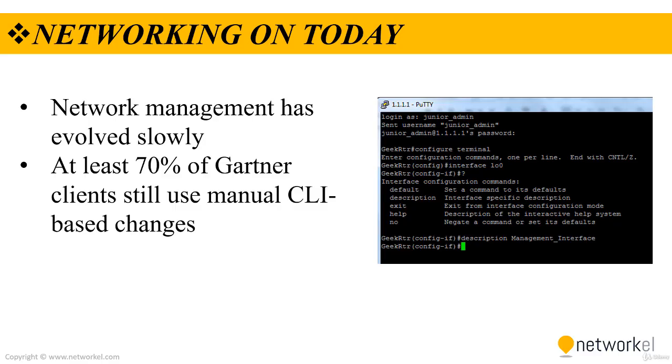Network operators log into routers, switches, load balancers, and firewalls, and they change the configurations by hand, and then they log out. These procedures are largely directed at implementing and maintaining the network policies defined by business processes. At least 70% of Gartner clients still use manual CLI-based changes as the primary mechanism for network configurations.